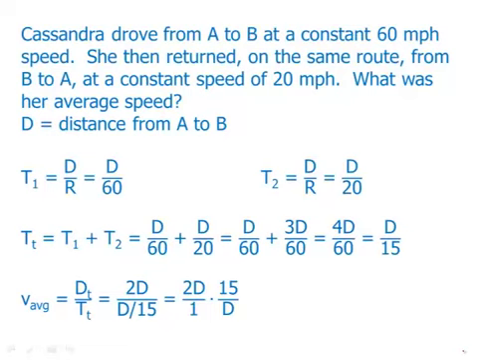Notice the d's cancel, and this would always be true. If you pick a variable for the distance, it will always cancel. And what we get is 30 miles an hour, and that is the correct average speed.